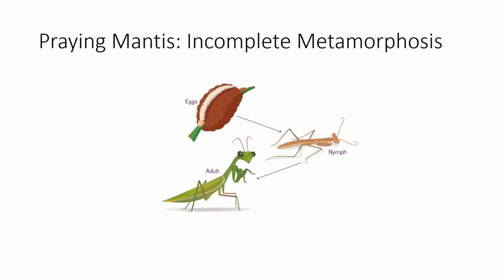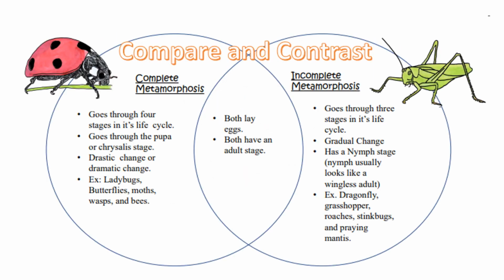Here is a diagram of the praying mantis's life cycle. As you can see, it is an incomplete metamorphosis because there are three stages: eggs, nymph, adult. The nymph looks very much like the adult. To summarize the lesson, this Venn diagram shows the similarities and differences of the two types of metamorphosis.